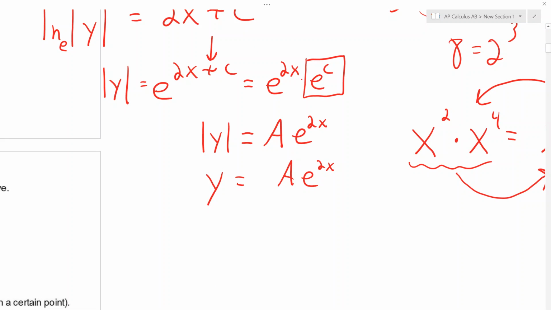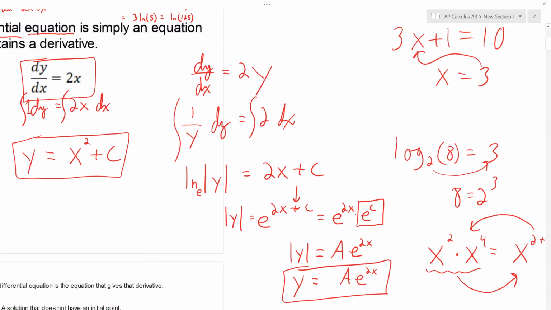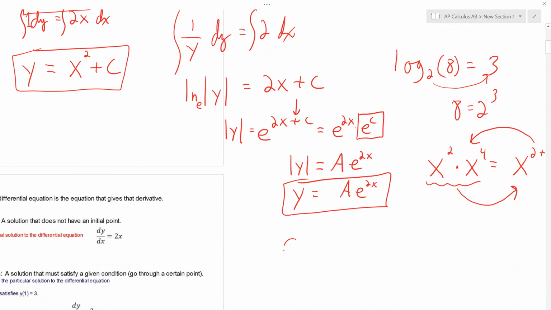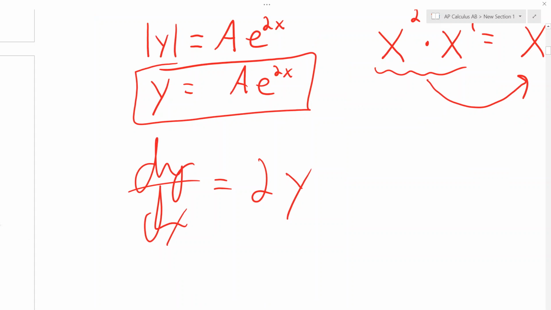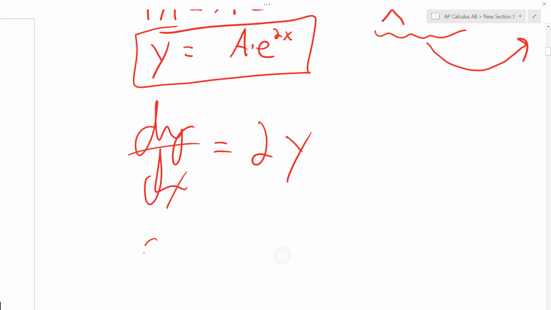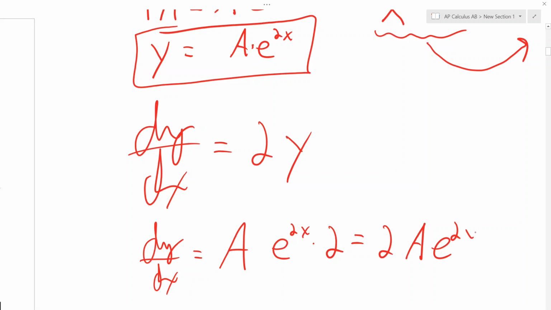Is it okay? And if what I'm telling you is correct, that means that equation down there is a solution to this differential equation. Let's check it out. What do you get when you derive a, which is just some number? You get dy/dx. A is just kind of chilling. What's the derivative of e to the 2x? 2e to the 2x, right? e to the 2x times 2. That's just the same thing as 2 times a times e to the 2x.